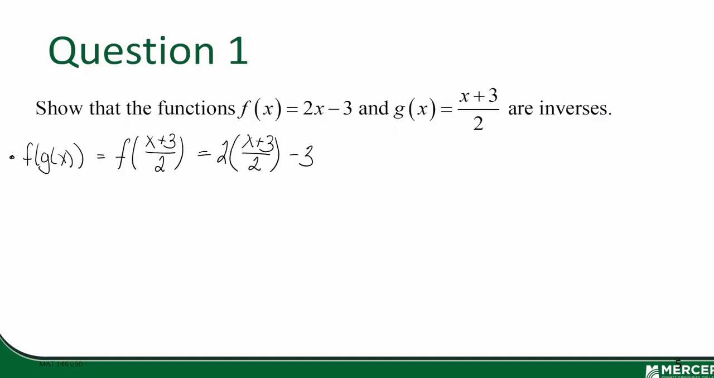2 times x plus 3 over 2. Right? It's just x plus 3, isn't it? And x plus 3 minus 3 would just be x, wouldn't it?